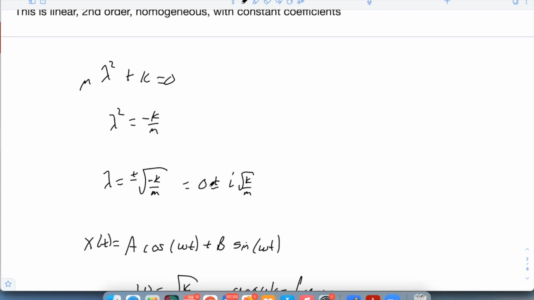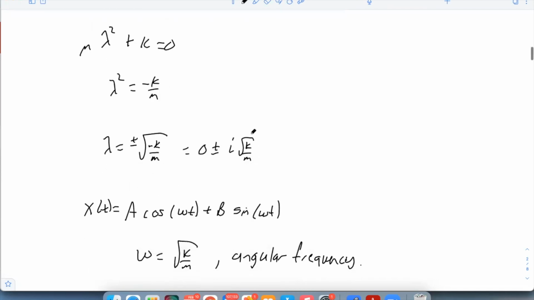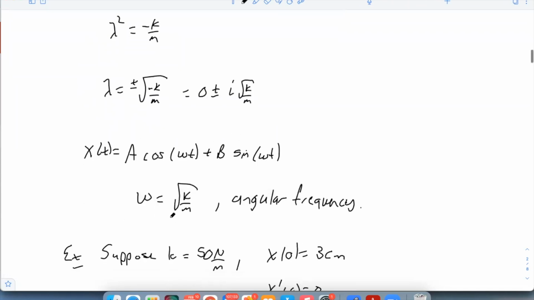Bring that negative out as an i. And we're going to call this thing right here, this square root of k over m, omega. That will be our angular frequency. So our solutions are 0 plus or minus i omega. We know how to write that. We get complex solutions. We'll get e to the a t and cosine and sine of b times t. e to the 0, of course, is 1.